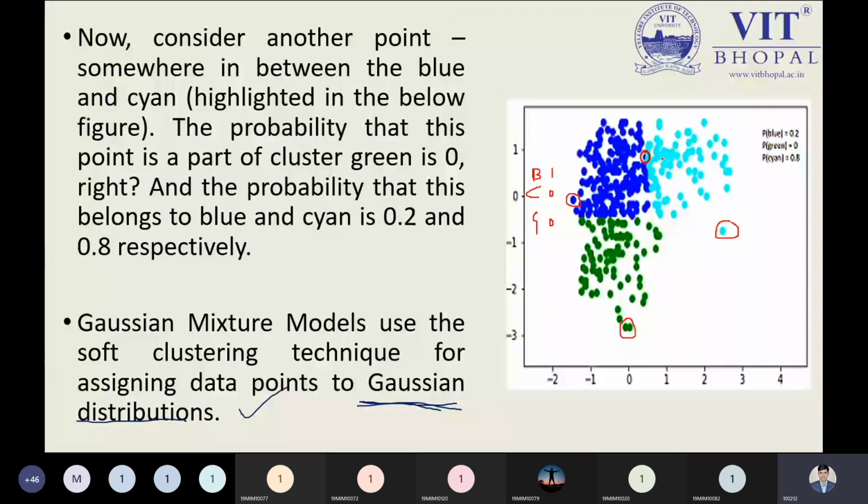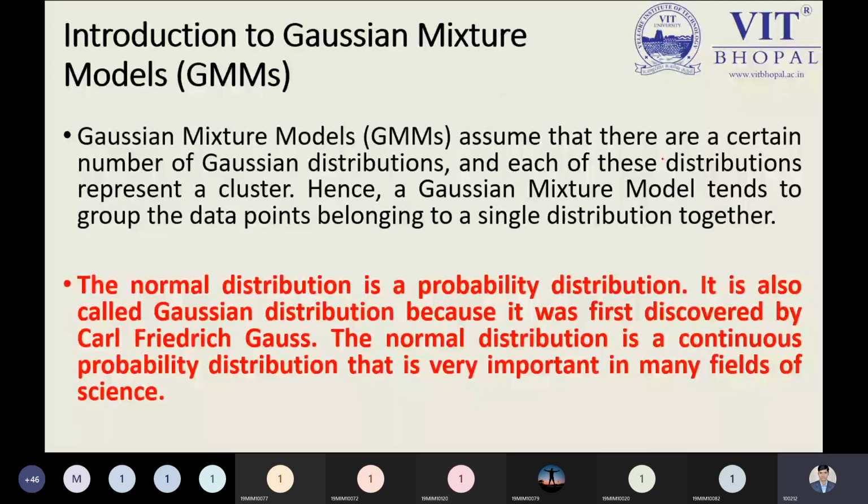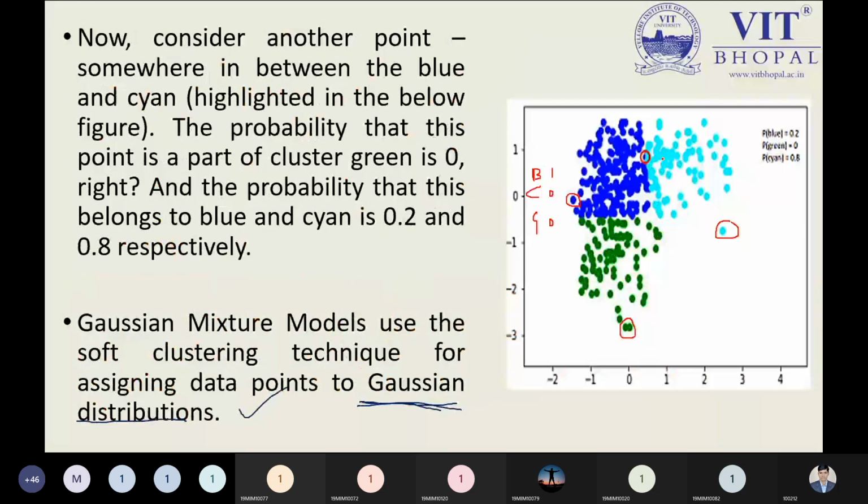Okay, so this is the introductory part. We have seen what is meant by the GMM and why GMM is required. So any doubt so far? Please, you can ask me right now.